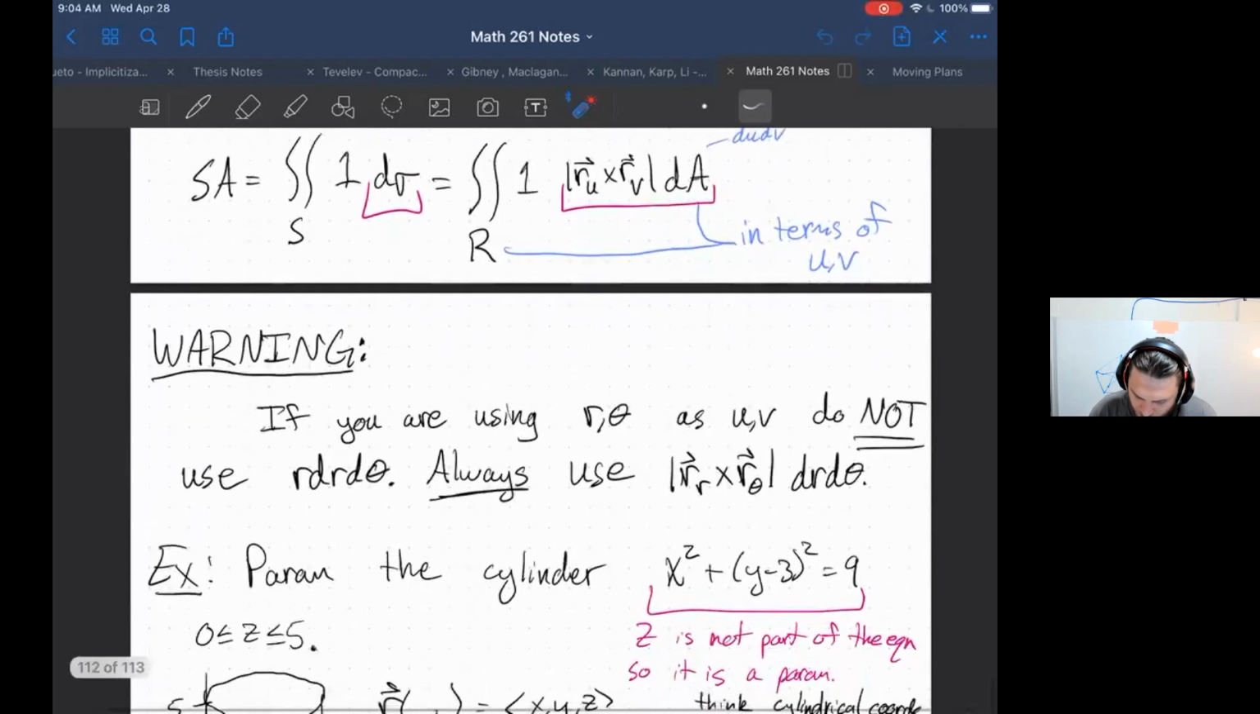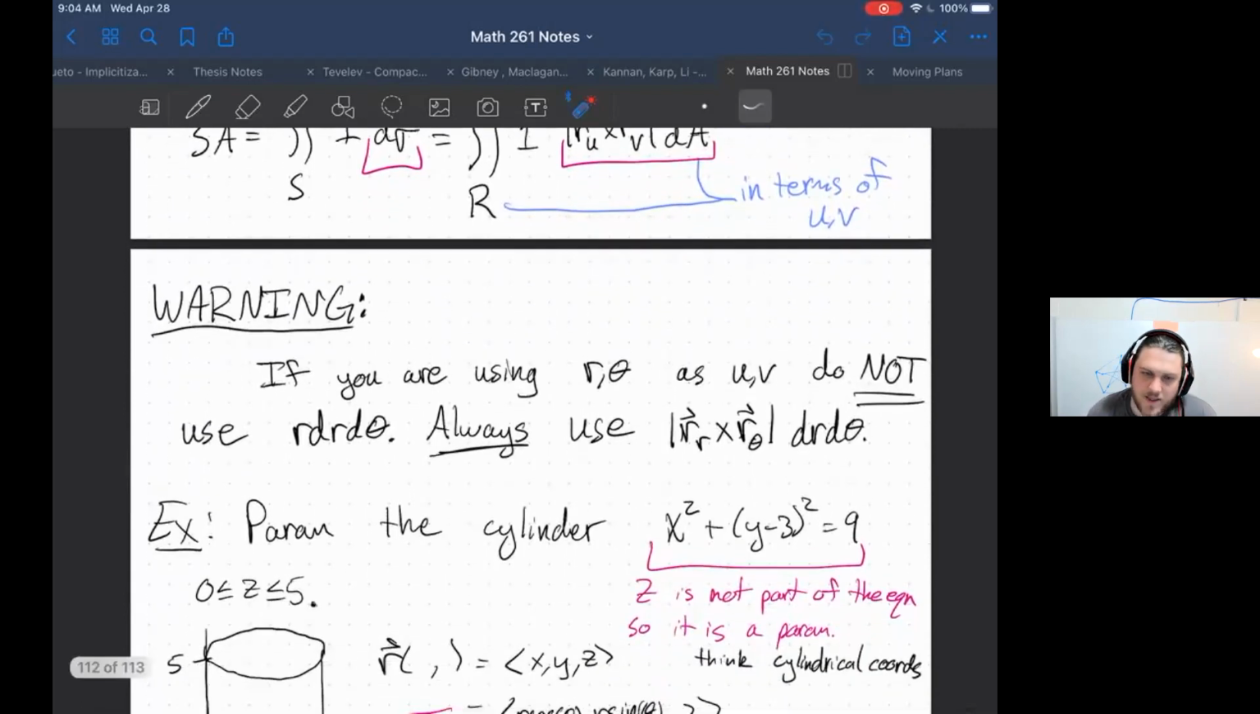And I included this warning. It's not clear why we really need this warning, but we'll see it in one of our examples today. So the idea is, if you're using r and theta, putting an r in here is no good. Chances are it won't just be an r. You really do need to compute this magnitude of the cross product.